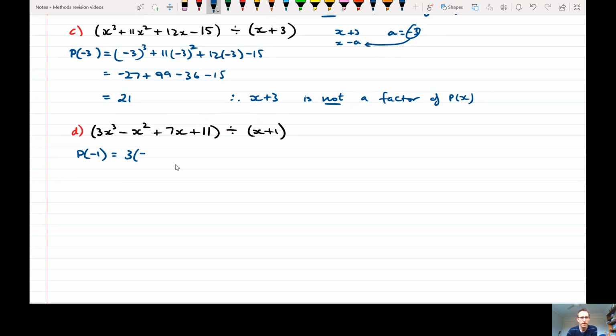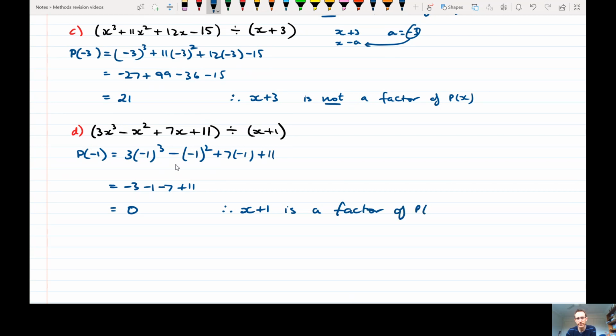So 3 times negative 1 cubed minus negative 1 squared plus 7 times negative 1 plus 11. Negative 1 cubed is negative 1 times 3. Negative 1 squared is 1 times negative 1. 7 times negative 1 is negative 7 plus 11. Oh, look at that. That's 0. That worked out nicely, didn't it? So that means x plus 1 is a factor of p of x. And that is how you use the remainder and factor theorem.